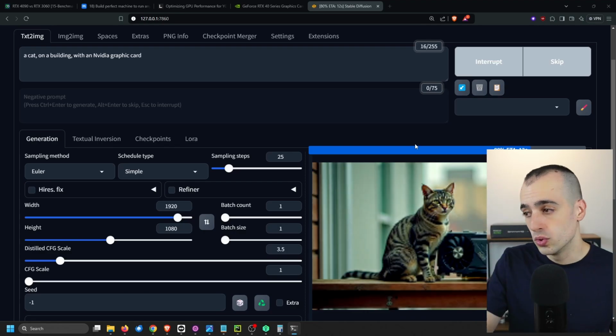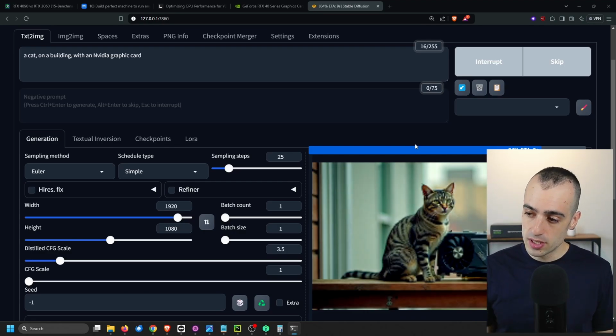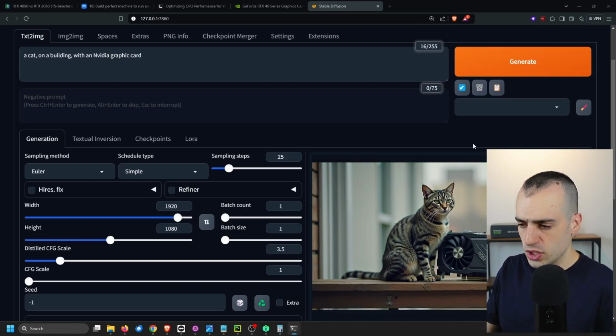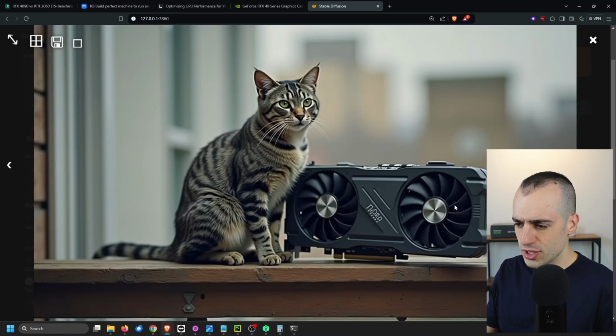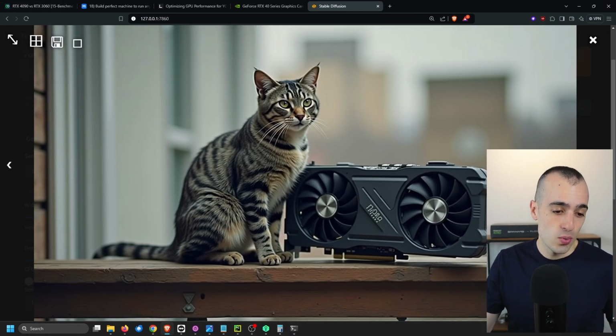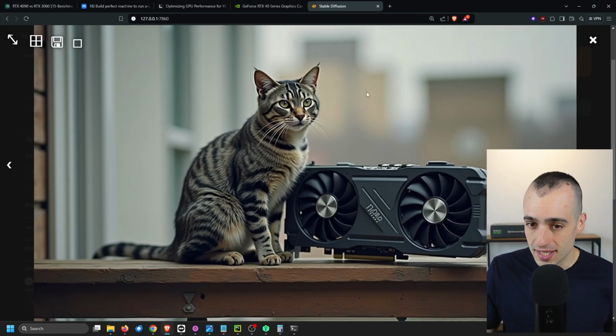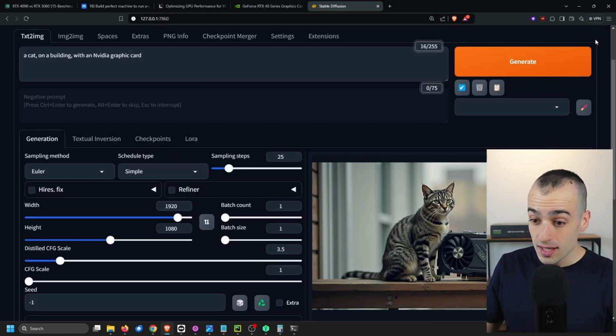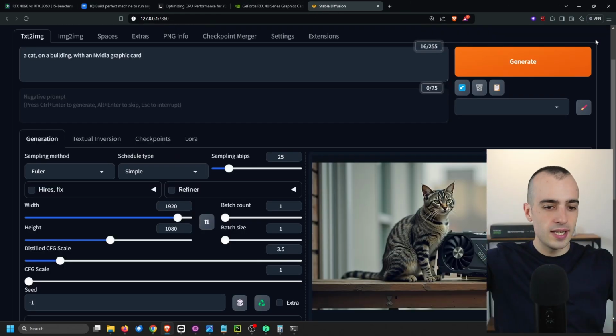If we had to generate these images on a server using the API, we would pay around 4 cents of a dollar, or 3.5 cents, for each image generated. And this is the result. So we got an HD image of this cat with the NVIDIA graphic card. I wouldn't expect such a realistic image for such an unrealistic scenario, and it's amazing to see this. So this is with the RTX 4090.